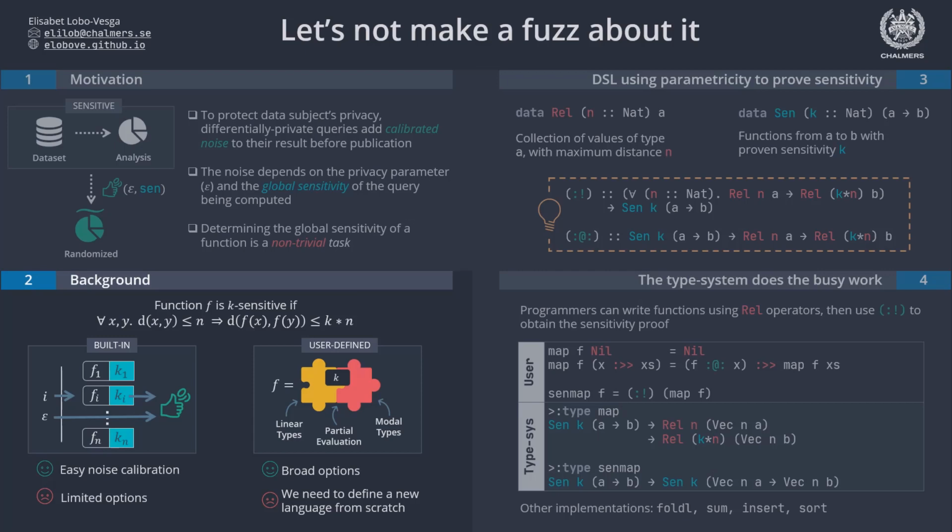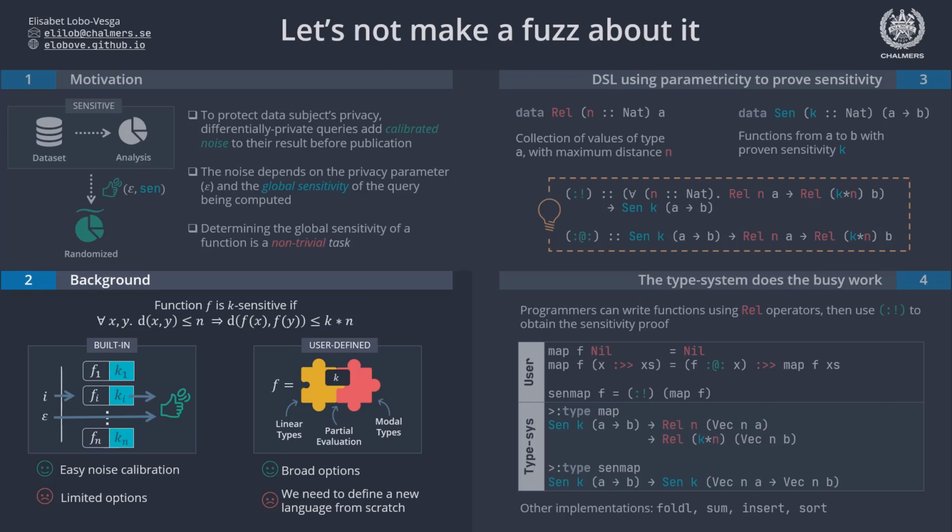Now, how is this incorporated into differentially private systems? Well, there are two options. One is that the framework provides a set of built-in functions whose sensitivity is already known, so the user just selects one of those to compute on the dataset. The clear advantage of this approach is that calibrating the noise is very simple. There is no need to worry about sensitivity computations. But the disadvantage is that we are limited by the set of provided functions.